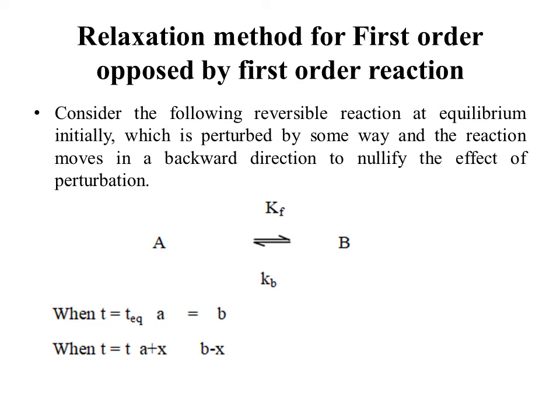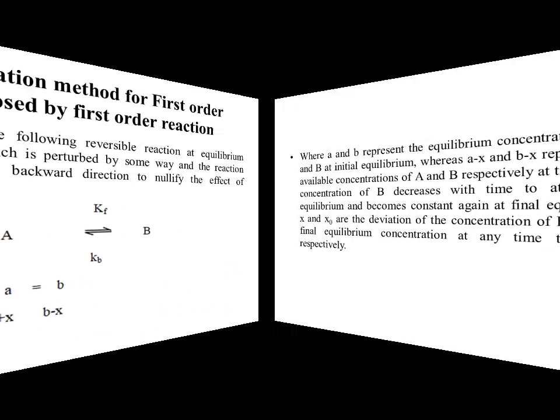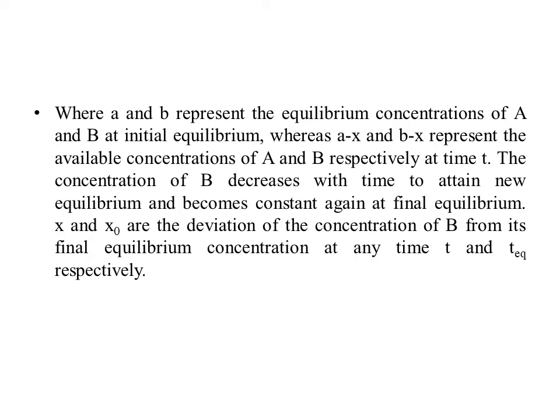Initially, at equilibrium, the concentration of A was a and that of B was b. When t is equal to t, the concentration of A becomes a plus x and the concentration of B becomes b minus x. Where small a and small b represent the equilibrium concentrations of A and B at initial equilibrium, whereas a plus x and b minus x represent the available concentrations of A and B respectively at time t.